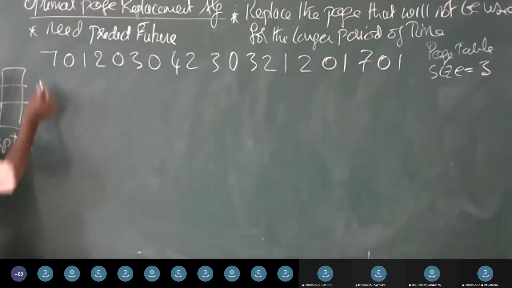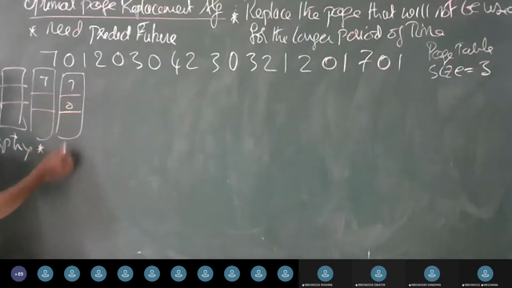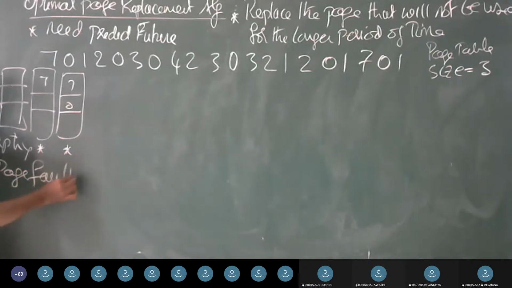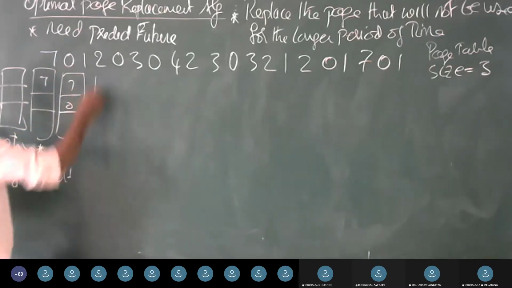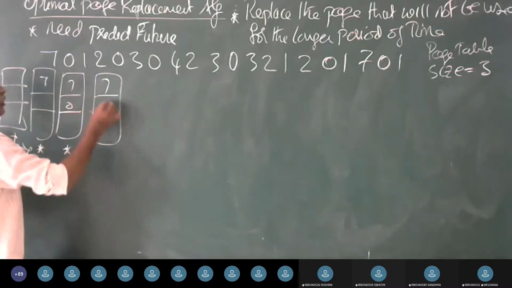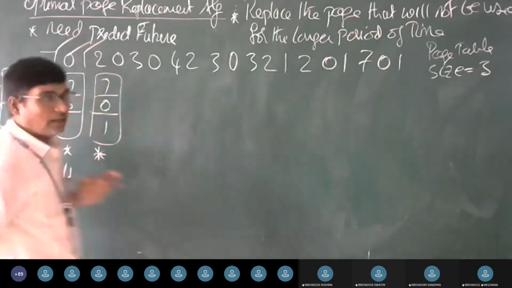So initially we are going to have an empty frame. After the empty frame, 7 is filled, a page fault. Next 0 is filled, again one more page fault. So I am going to search for 1. 1 is not in the page table. A page fault is going to occur, and there is an empty space. So 1 will come and sit.